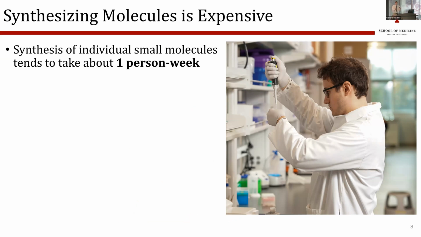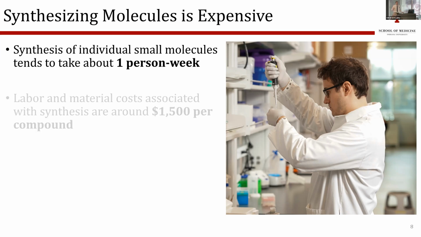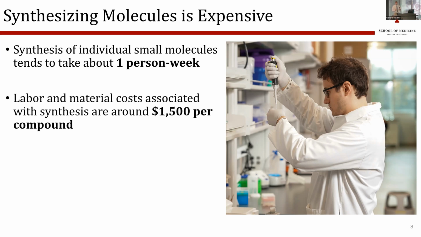So if you take a trained PhD organic chemist, and tell them to make a small molecule, typically you're going to be churning out small molecules at a rate of about 1 per week. And the cost, when you include labor as well as the materials associated with that, is going to be about $1,500 per compound. So, these are pretty high costs, both in time as well as money.